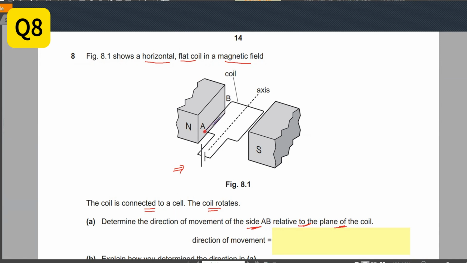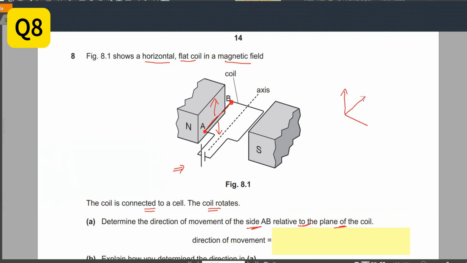So we want to determine the direction of movement. It will rotate, right? So basically, we want to know whether the rotation is up or down. For this, we need to use the Fleming left-hand rule. So Fleming left-hand rule is basically something like this.